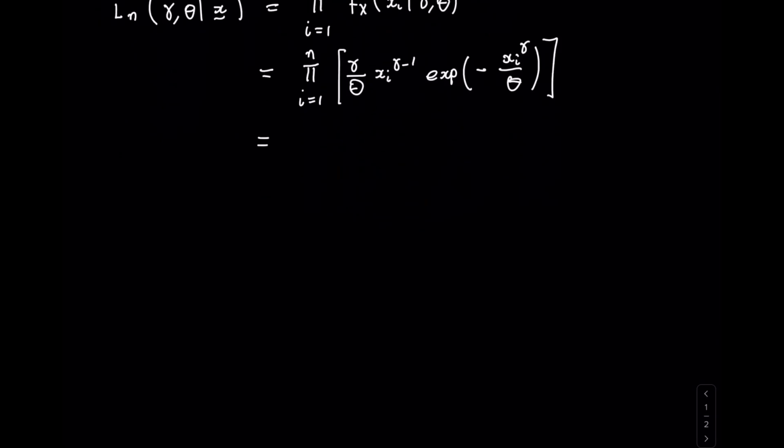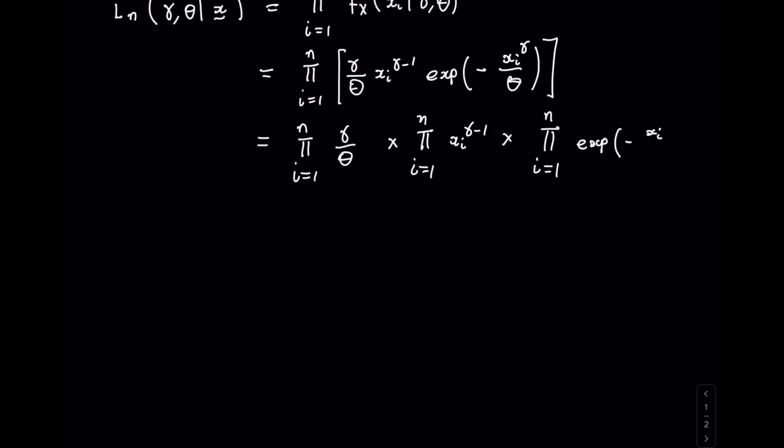The next step is to recognize that we can break it up into respective terms. So for the first component, we can say that's the product from i equals 1 to n of gamma on theta, times the product from i equals 1 to n of xi to the gamma minus 1, times, and then we've still got the exponentials at the end, the product from i equals 1 to n of exp of negative xi to the gamma on theta.